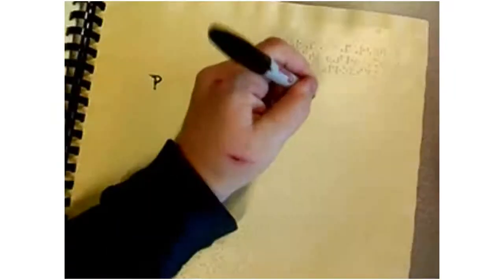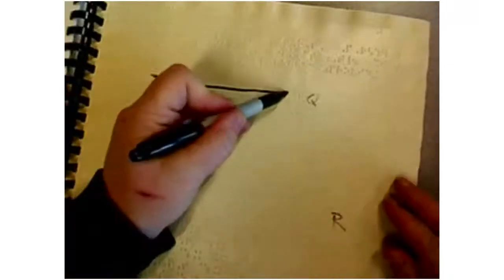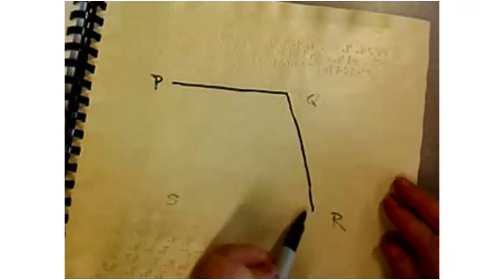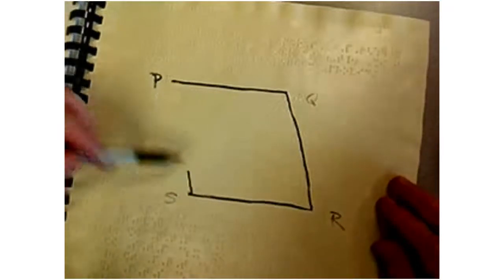So first take a look at your drawing. P, Q, R, and S. You've got top left, top right, bottom left. P, Q, R, S. There's a quadrilateral. We've got a four-sided figure. That was given, that it's a quadrilateral. Didn't tell us it was a parallelogram, though. We have to prove that.